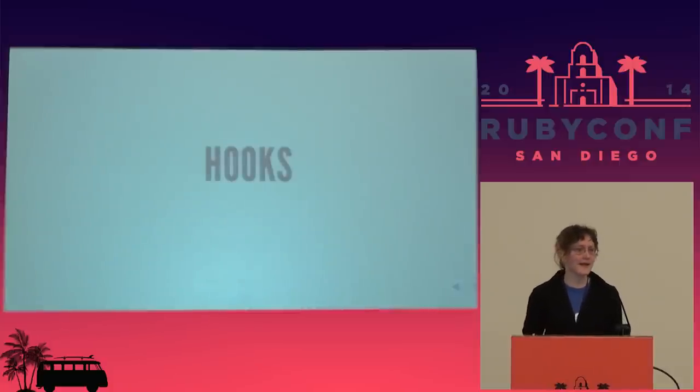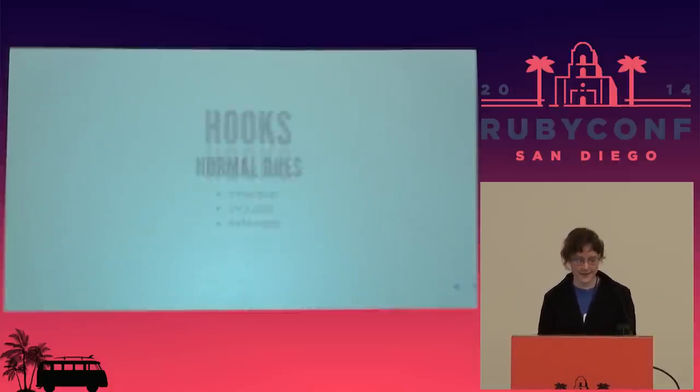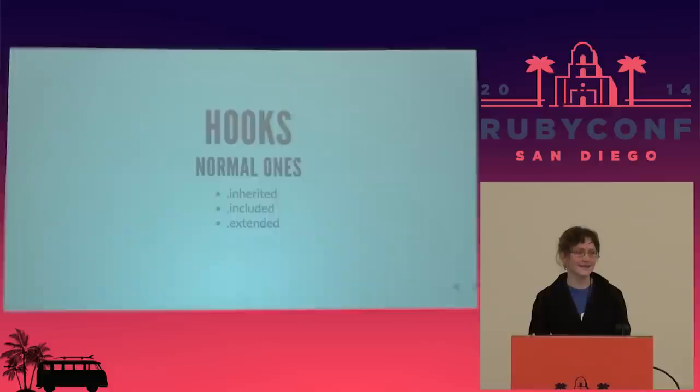Next up, Ruby hook methods. There are two classes of hook methods, and these are not formal classes so much as they are just experiential classes of hook methods in Ruby. They're the normal ones and they're the weird ones. The normal ones are the ones you're going to see every day. They are inherited, included, and extended. They are invoked whenever a class inherits, includes, or extends a class or module.